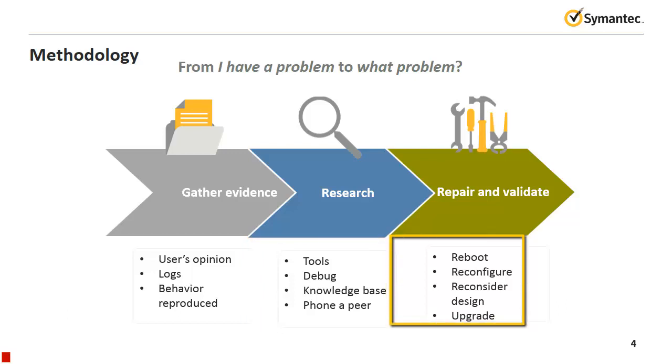The repair and validate phase is where you apply a corrective action. A corrective action is reactive. It's designed to remove the cause of an unacceptable situation. Depending on the type of issue, you may decide to apply a preventative action as well. A preventative action is proactive and designed to ensure the problem doesn't happen in the future.